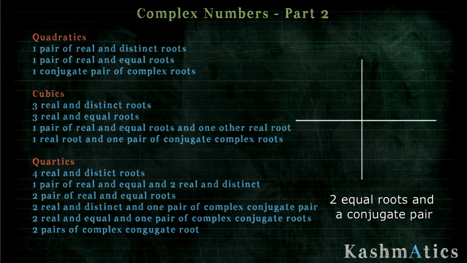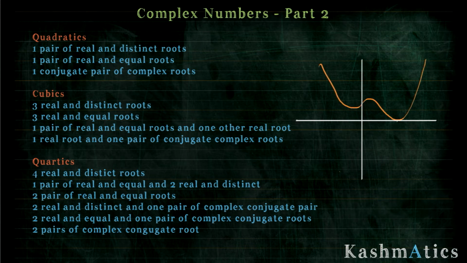Okay, so you might have two real ones like this and one pair of complex conjugate ones. So there's your two real ones, and your other ones are going to be your complex conjugate ones. Or you might have two pairs of complex conjugate roots. So you might have something like this, where you've got two pairs of complex conjugate roots because it doesn't touch the axis at all.